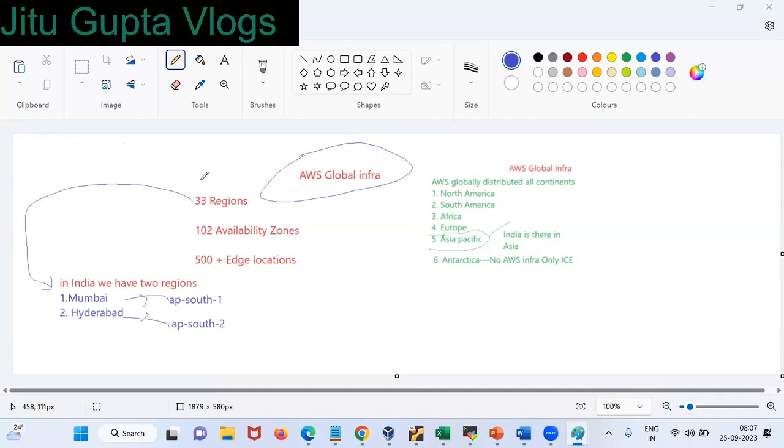Okay. So we have 33 regions. Out of 33, India is sharing 2 regions, and inside regions we have availability zones. What are those availability zones? We discussed just now, we have 102 availability zones. In these 102 availability zones, India is sharing 6. So in each region there are 3 availability zones, only from India.